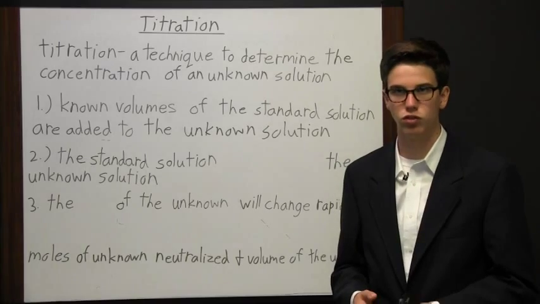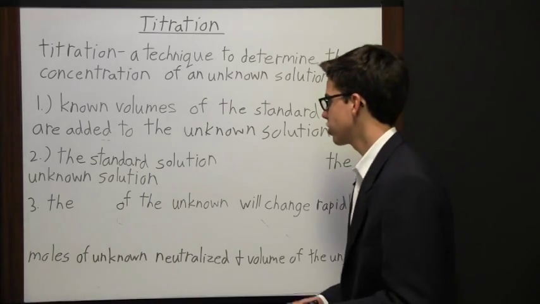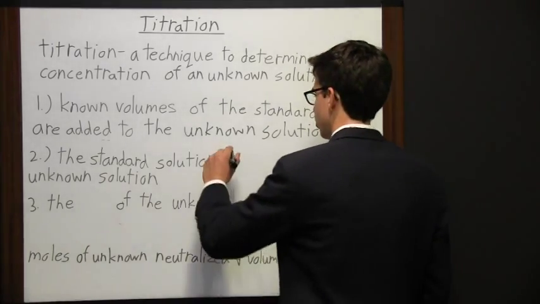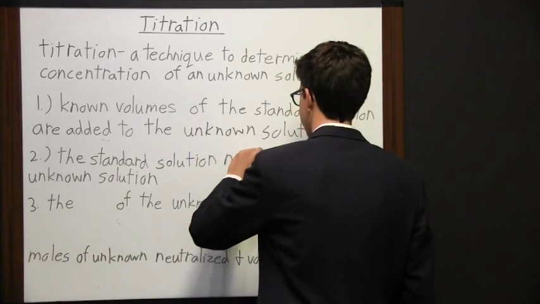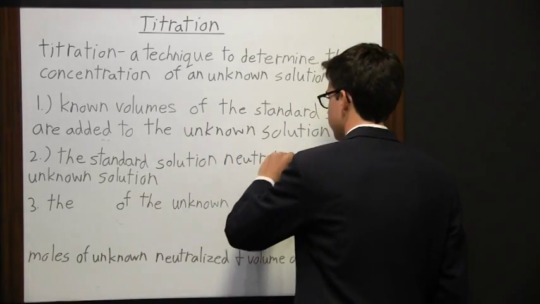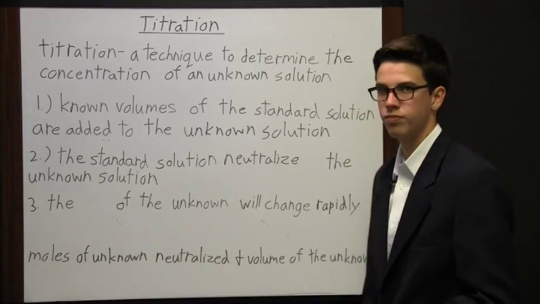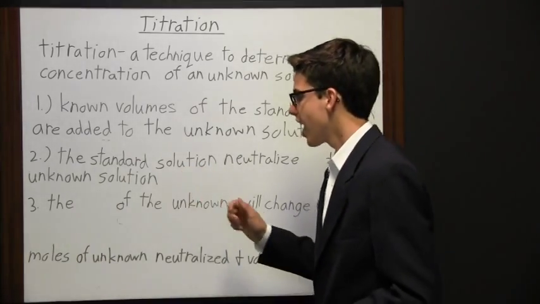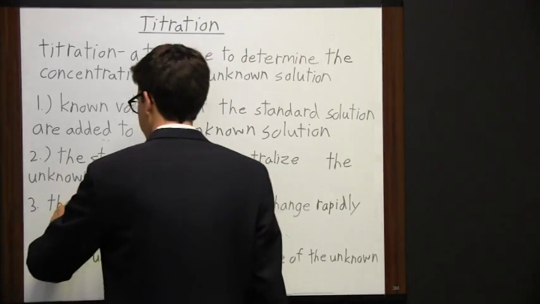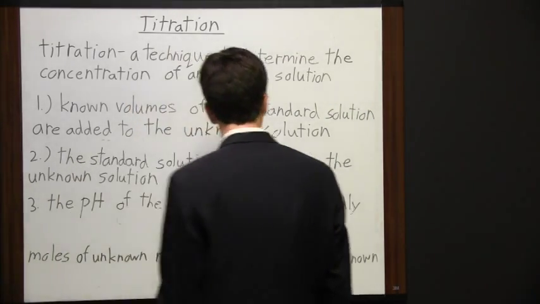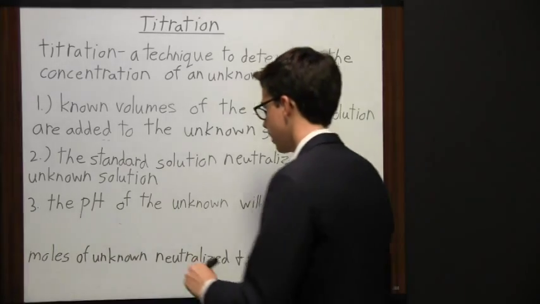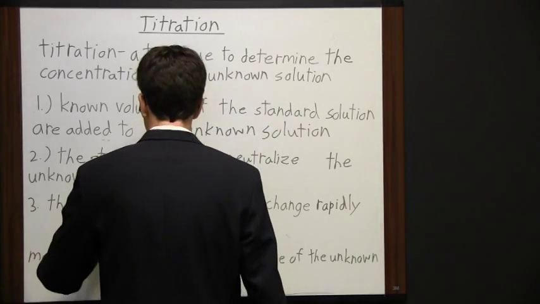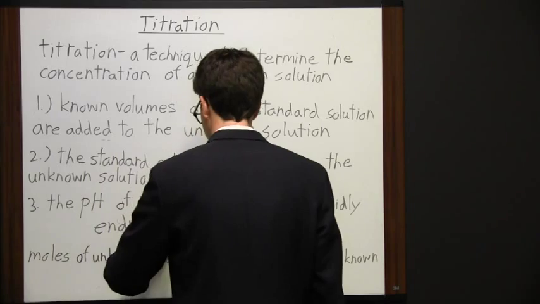pH of the solution, because eventually the standard solution is going to neutralize the unknown solution. Okay, so it's eventually going to neutralize that unknown solution. And when that happens, the pH of the unknown will change rapidly. And so we call this the endpoint of titration.